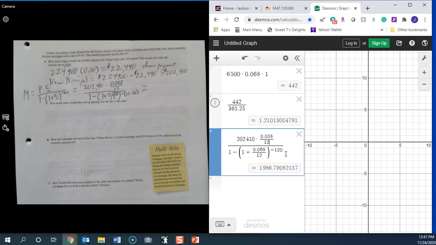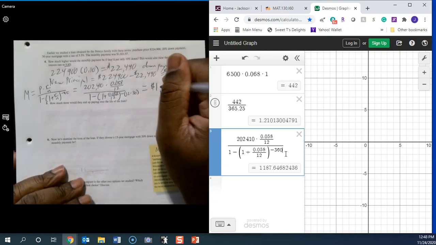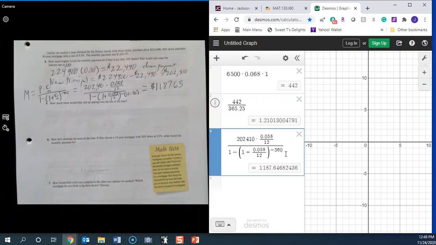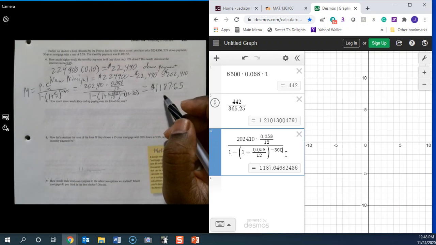So we go down here to the bottom. Same thing for our rate, 0.58. And then our time here, our exponent, is supposed to be a negative 360. So that would mean that our payment will be $1,187.65.